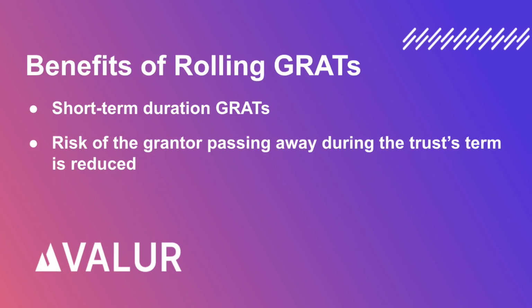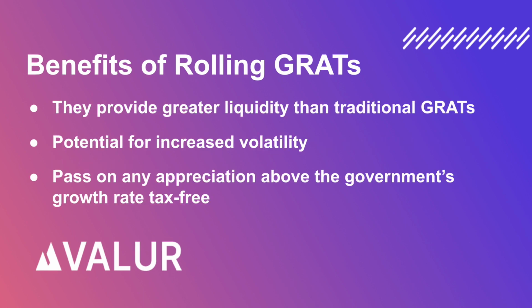One of the main benefits of using rolling GRATs is that the risk of the grantor passing away during the trust term is greatly reduced. This is because if the grantor were to pass away during the term of the trust, the remaining assets would be included in their estate and subject to the estate tax. By establishing a shorter-term trust, the grantor can reduce this risk and ensure that their beneficiaries receive the full benefits of the trust. Additionally, rolling GRATs provide greater liquidity than traditional GRATs.